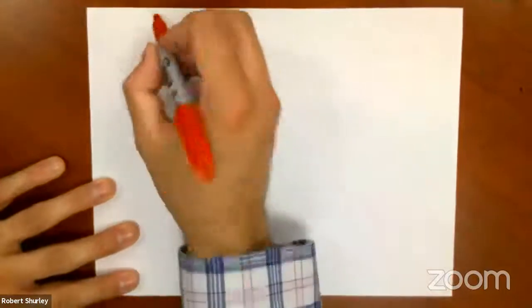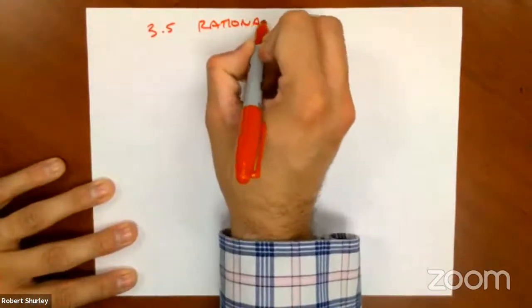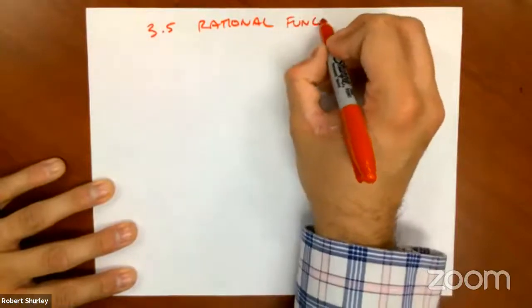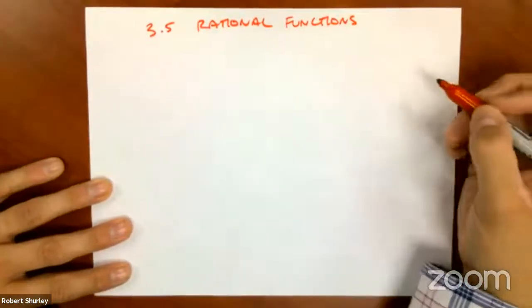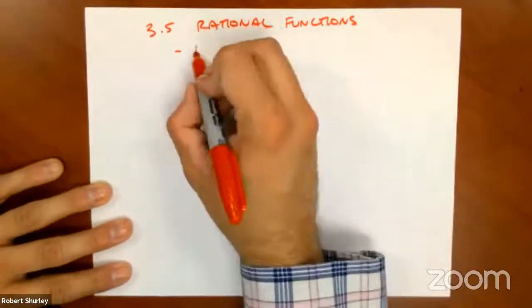3.5. Let's get a clean sheet of paper. 3.5, which was on rational functions. Now, the very first thing on rational functions that we have to know how to do is find their domain.